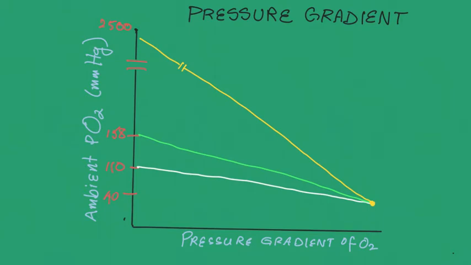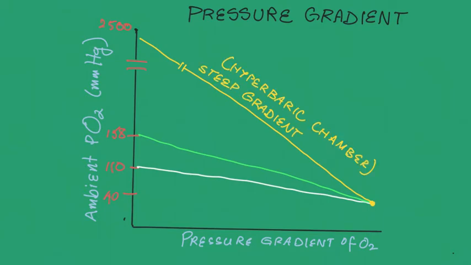So, when a patient is placed in a hyperbaric chamber, the gradient is so steep that oxygen quickly diffuses into the tissues, promoting healing. The next situation is normal, represented by the green line. The green line shows that the ambient partial pressure of oxygen is 158 millimeters of mercury. This is the normal gradient. Oxygen diffuses into the tissues at a normal rate, thereby supporting life.